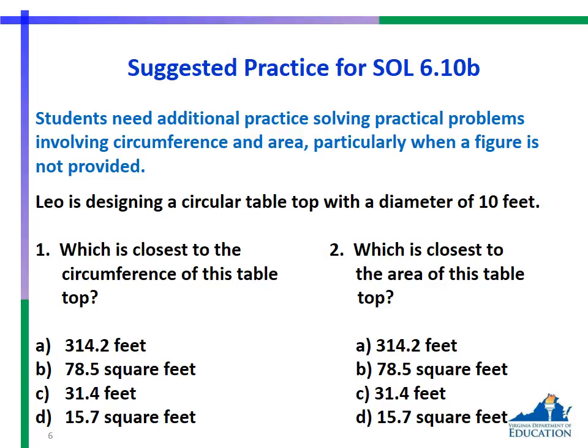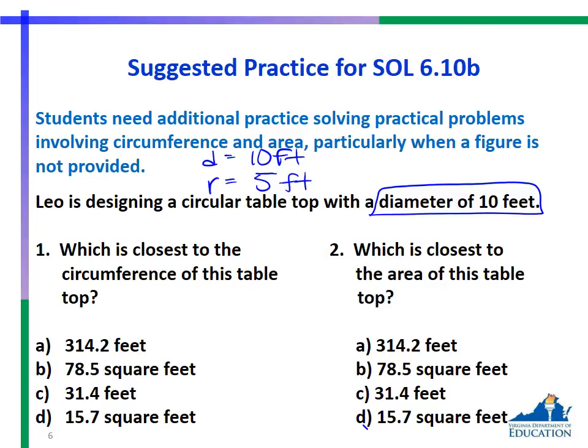So our friend Leo is designing a circular tabletop with a diameter of 10 feet. So before we even start these types of problems, write down on your paper the diameter is 10 feet, and then your radius is going to be half of the diameter. So the radius is 5 feet. So make sure you take your time and write that step first, because that's going to help you when you go ahead and use the circumference and the area equations.